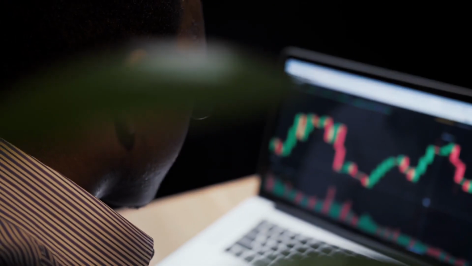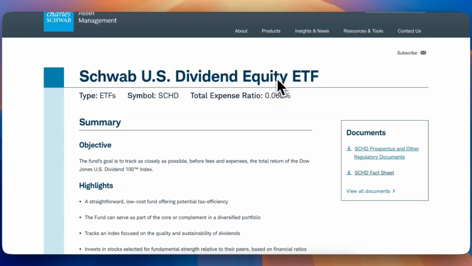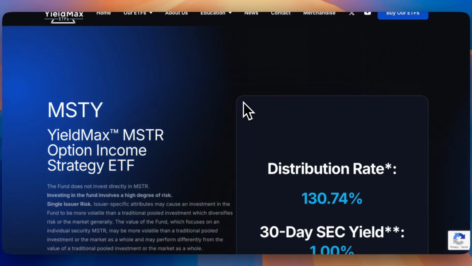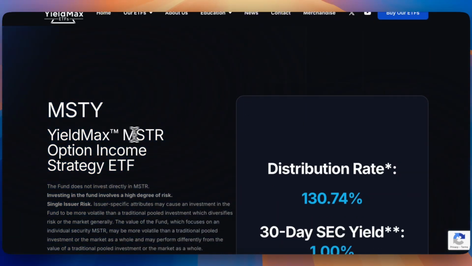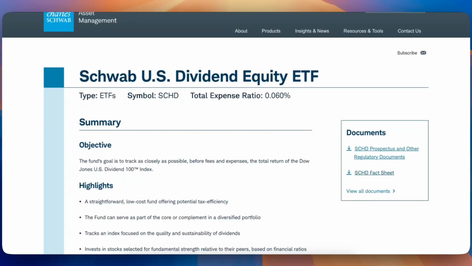Two dividend ETFs, same goal. Give you passive income, but completely different methods. SCHD is going to be your boring and reliable dividend ETF, while MSTY is going to be the YieldMax MicroStrategy Option Income Strategy ETF, and it's going to be wild and high octane. So let's compare both of these ETFs and figure out which one is the right one for you.